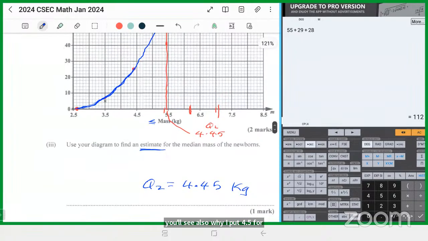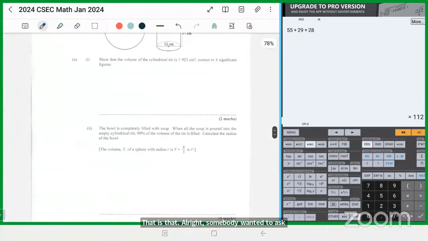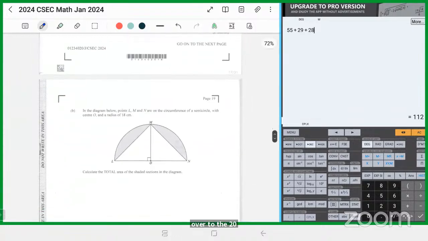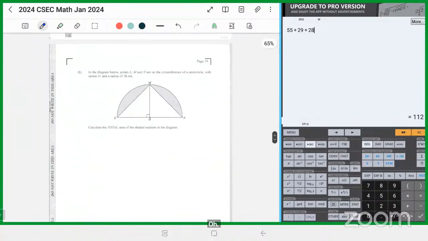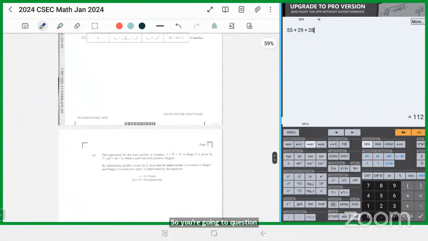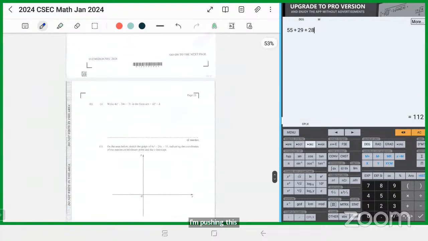That is that. All right, somebody wanted the what? The 2022? No, man, I just want to exhaust this paper and then I go to the 2022. Oh, so somebody wanted something else. Circle theory. Somebody wanted circle theory. Right.